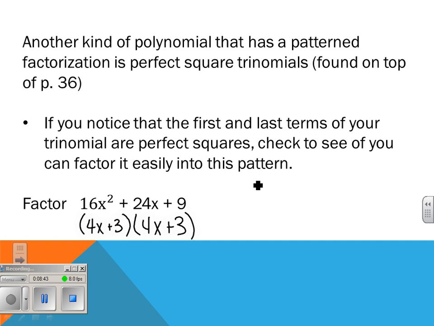Okay, of course you have to check it through your FOIL. We know that the 4x and the 4x give us the 16x squared, and the 3 and the 3 give us the 9. Do your inside and outside parts of FOIL. 12x and 12x give you the 24x in the problem? Yeah, they do. So this one's going to work. Now another way that this answer might ultimately be written is like this. So you can show that there are two exact factors by using that power of 2 as well. I really don't care how you leave your answer.